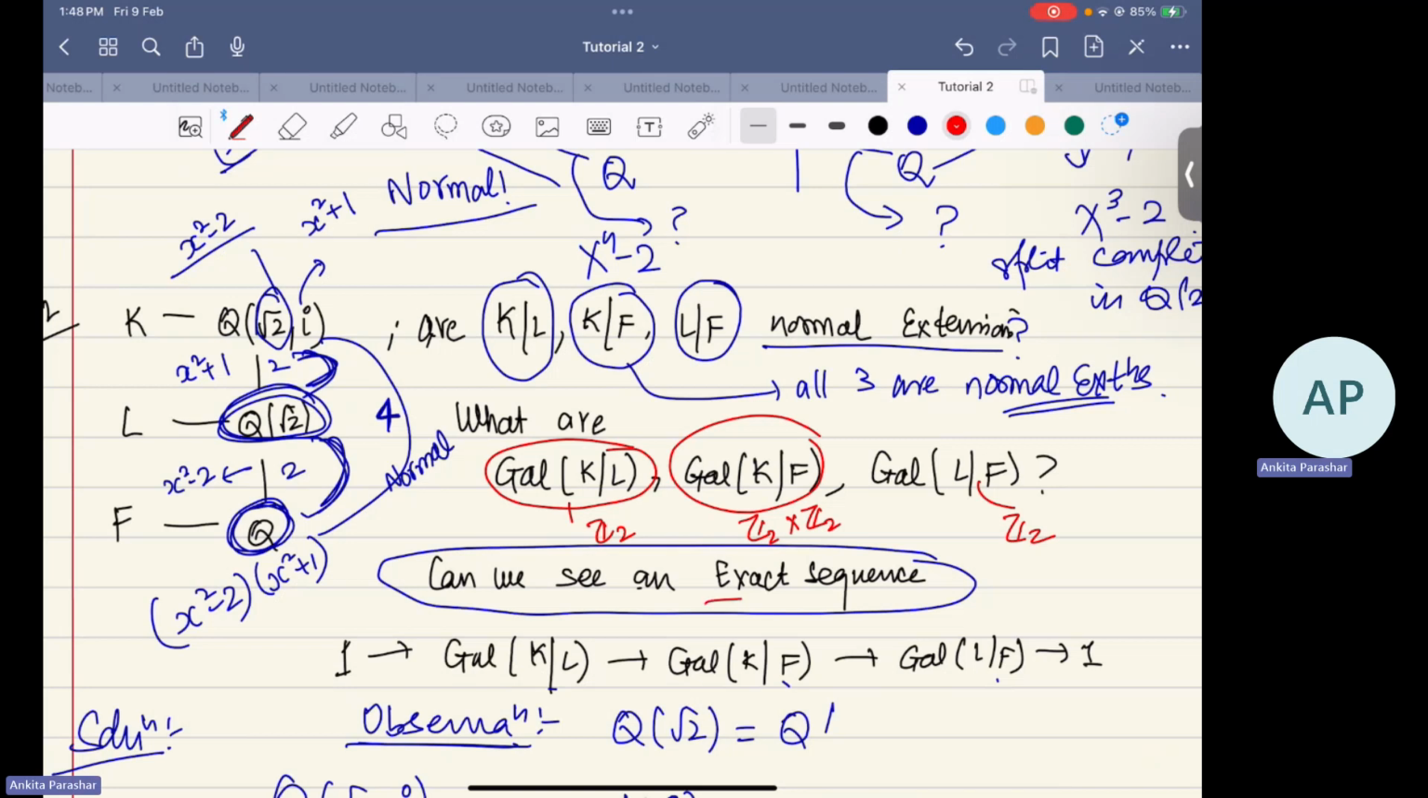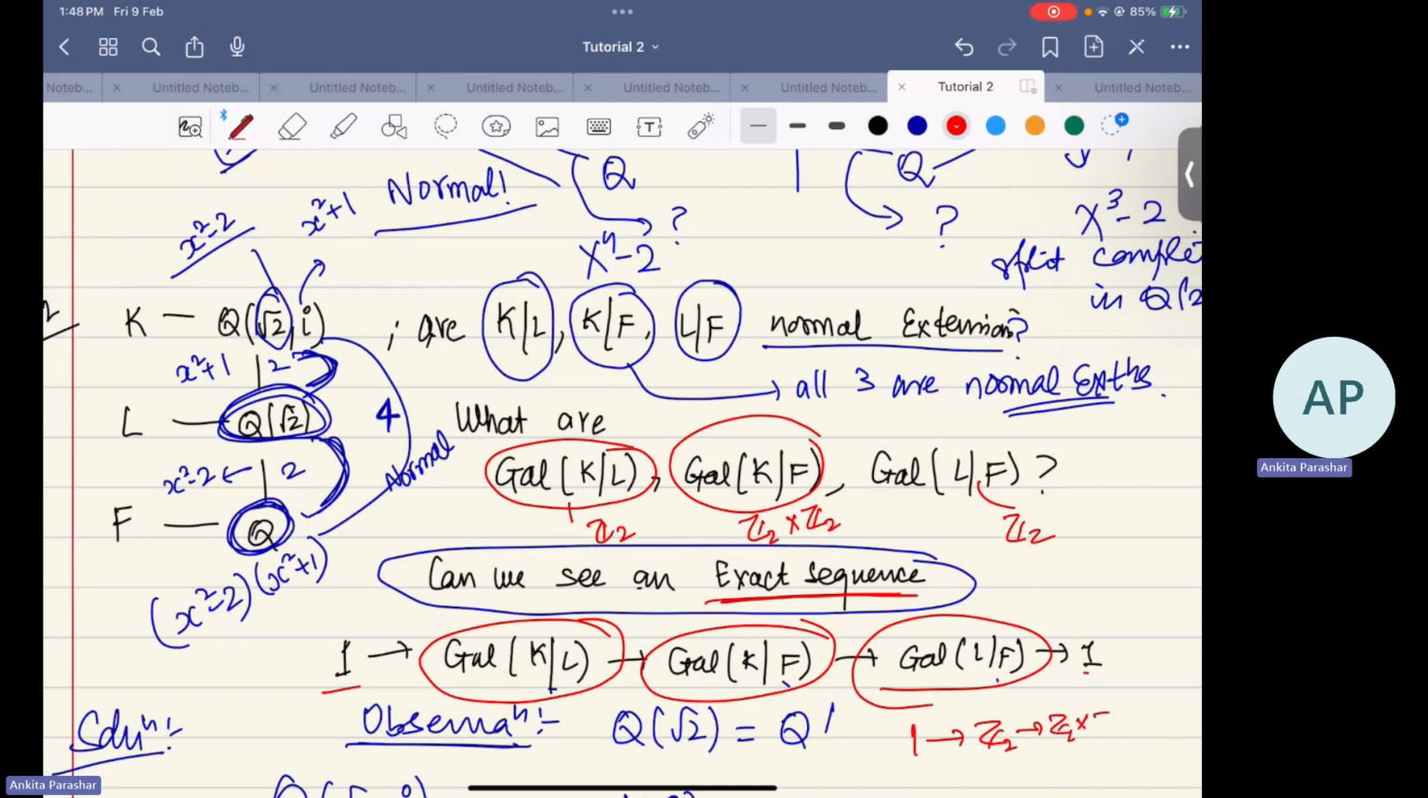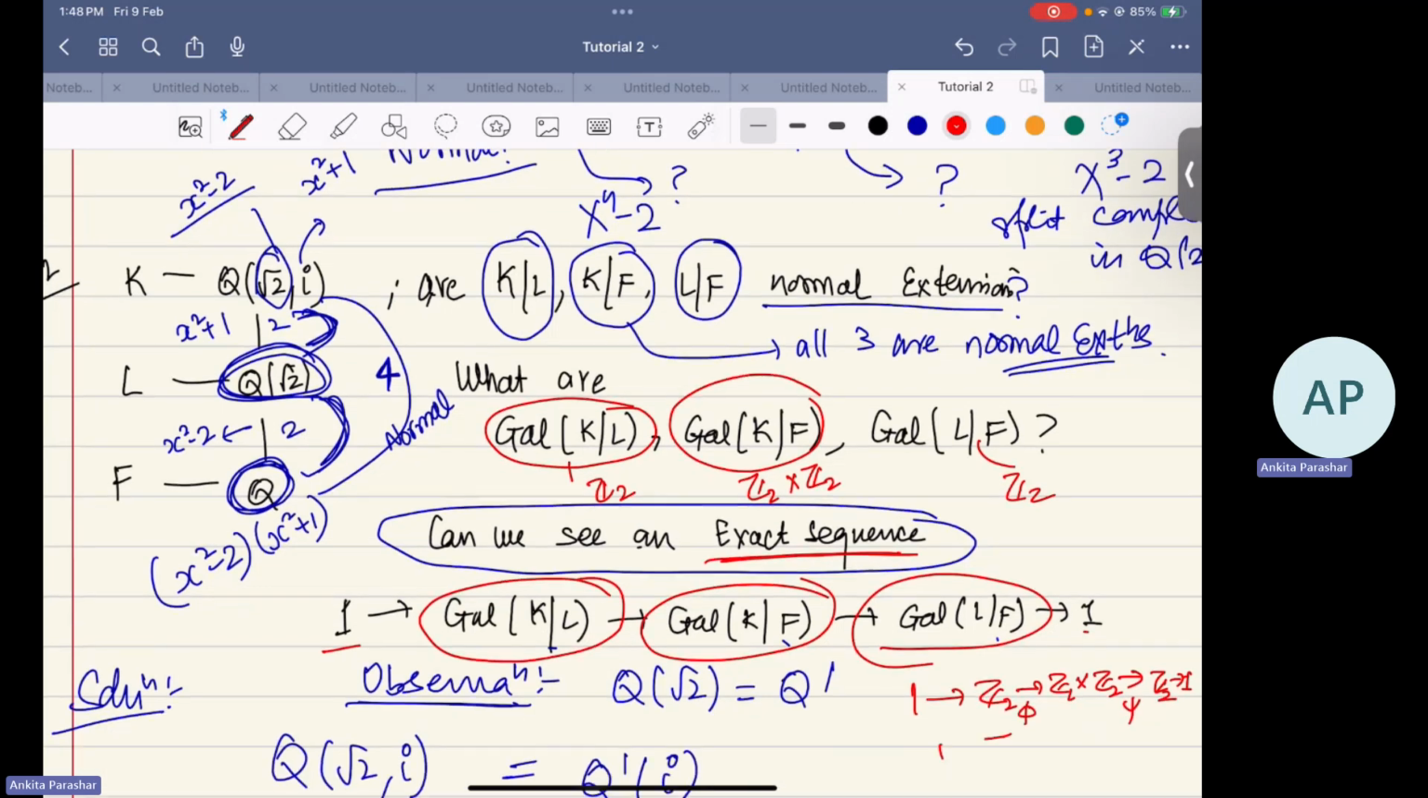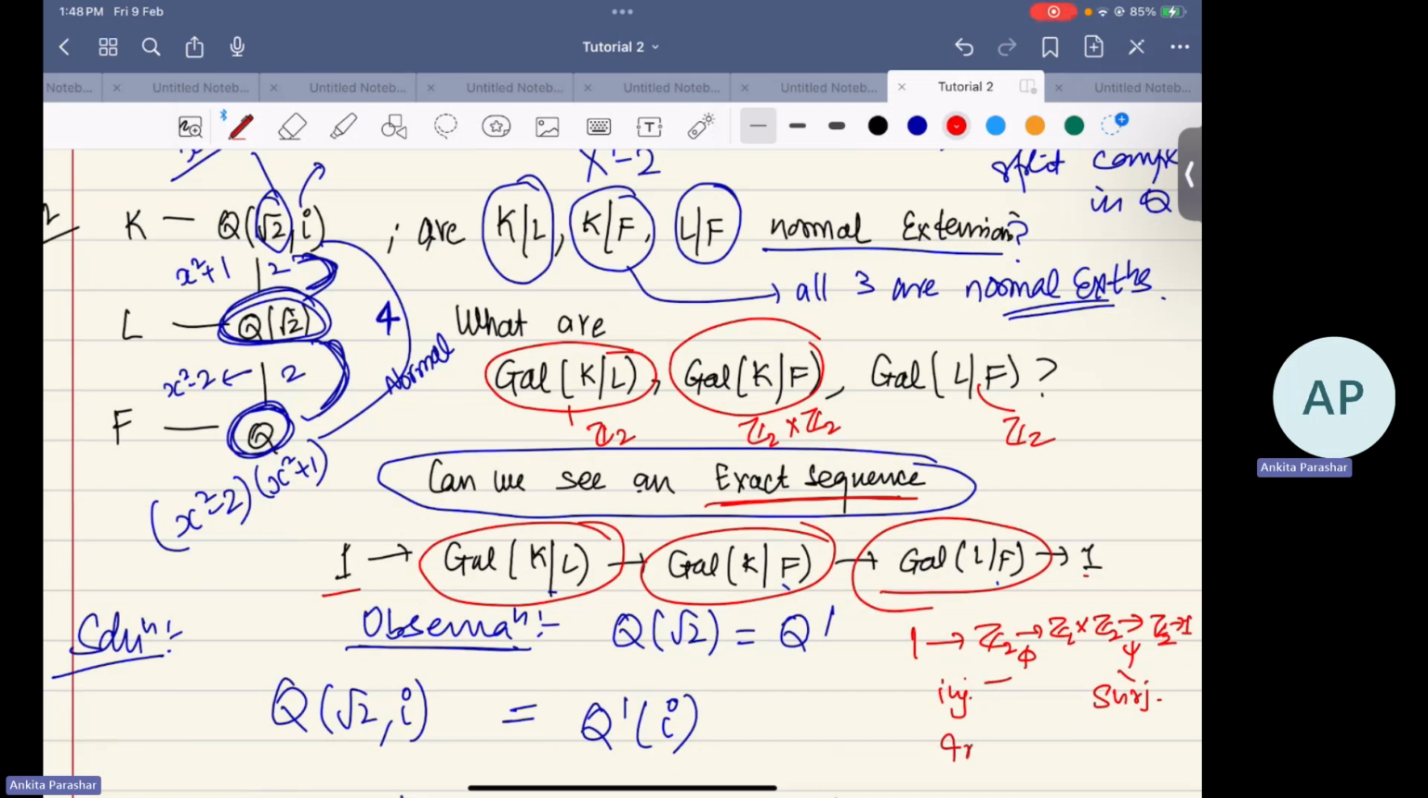Question is, can we see an exact sequence from 1 to Galois group of K over L, Galois group of K over F, Galois group of L over F to 1? Is there an exact sequence? That means, can you embed Z2 inside Z2 cross Z2, and can you project this to Z2 to 1? That means, can you find phi and psi, two maps, where phi is injective, psi is surjective, and image of phi is the same as kernel of psi? I guess this is the meaning, right? For a short exact sequence.